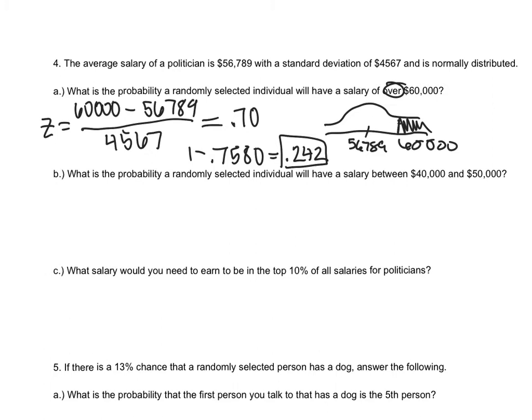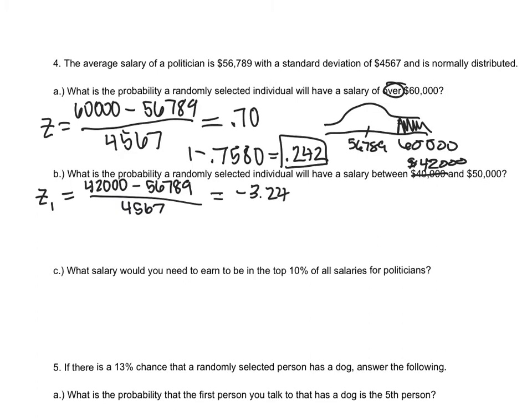In B, we want to take a look at the probability a randomly selected individual will have a salary between, and I'm going to change this 40,000 to 42,000 and 50,000. In this case, when we want to be between two values, we have to calculate two z-scores, one for each of our values. So I'm going to start with the 42,000 minus 56,789 over the 4567. After I do it in the calculator, we're going to get negative 3.24.